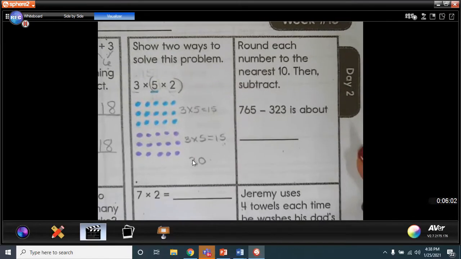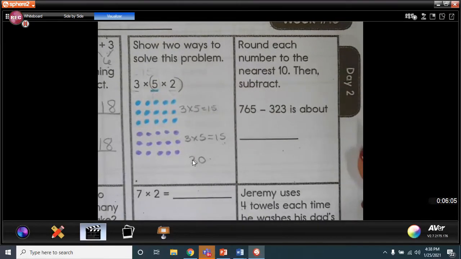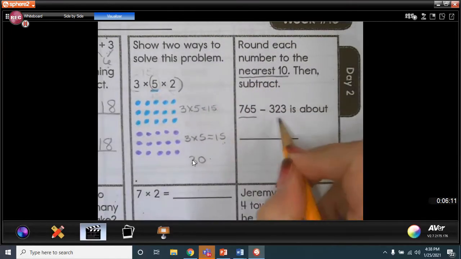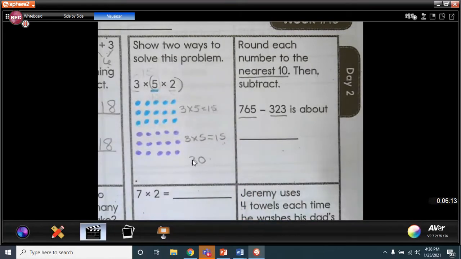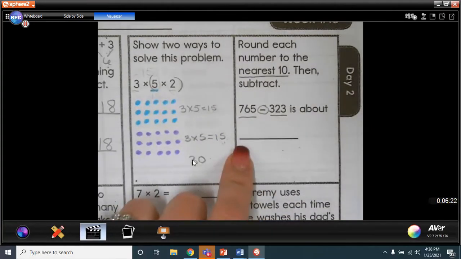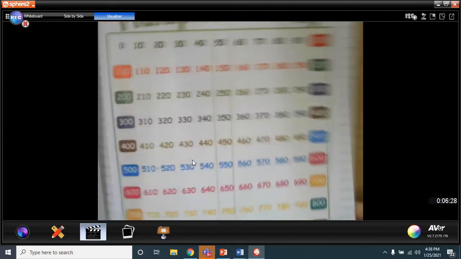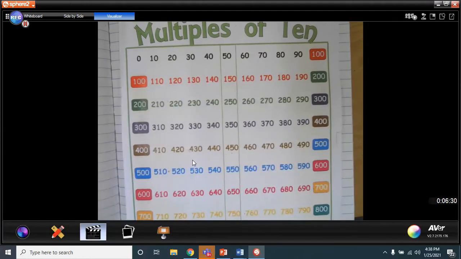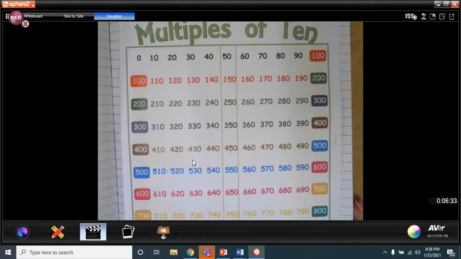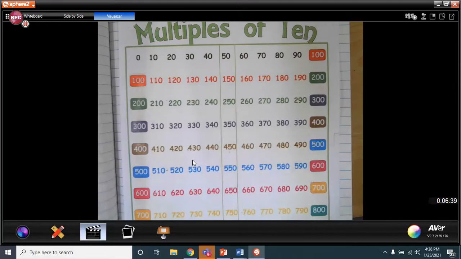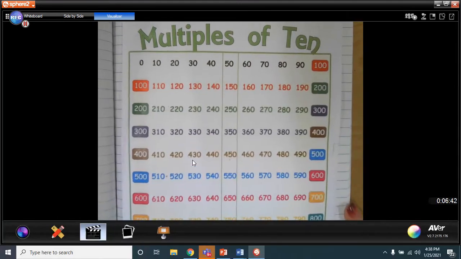Okay, so now let's take a look at rounding each number to the nearest 10. So we're going to take each one of these numbers in our subtraction number sentence and we're going to round it to the closest 10 and then we're going to subtract. So remember, you have a multiples of 10 chart in your math notebook. Remember, there you have your math composition notebook. In that math composition notebook, you should have your multiples of 10.